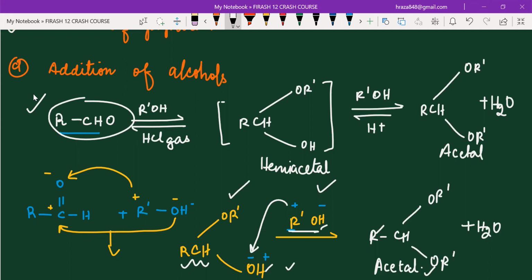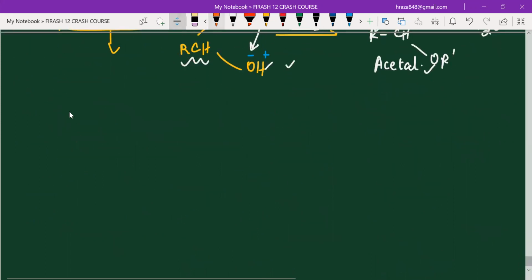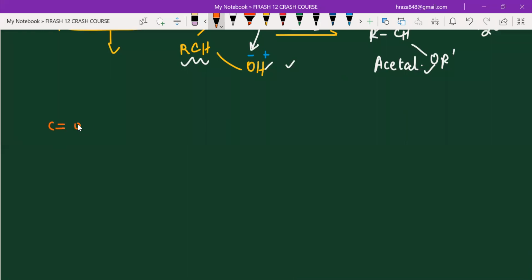Can I change the slide? Okay. Now see, we are going to do this for ketone, and you know this is your ketone, R and R, which we are going to react with ethylene glycol, which is CH2OH, CH2OH. Basically ethane 1,2 diol.